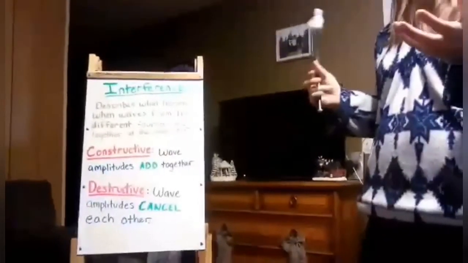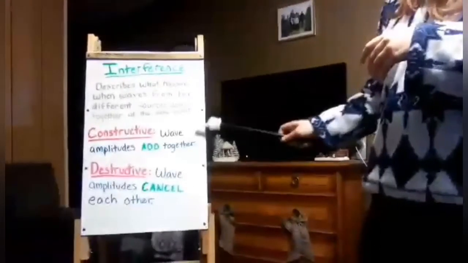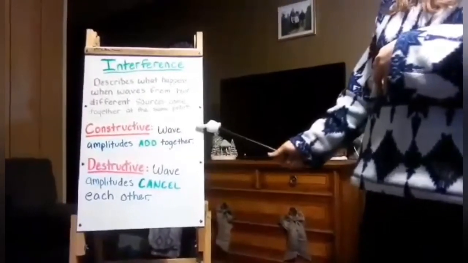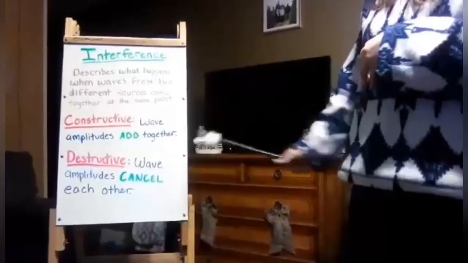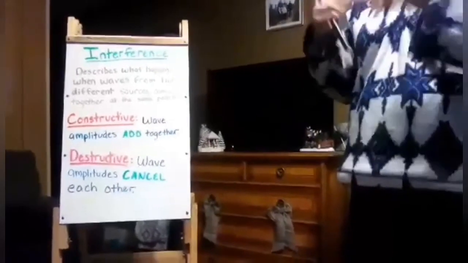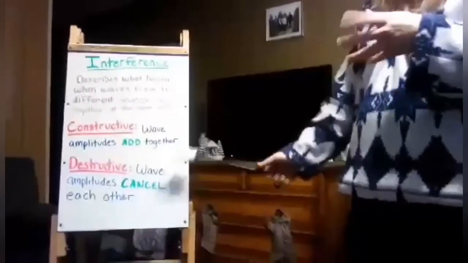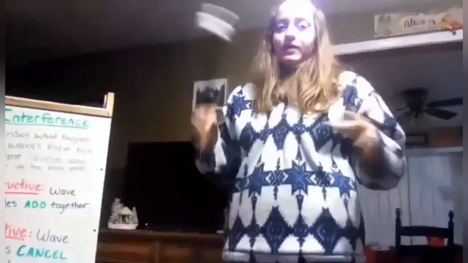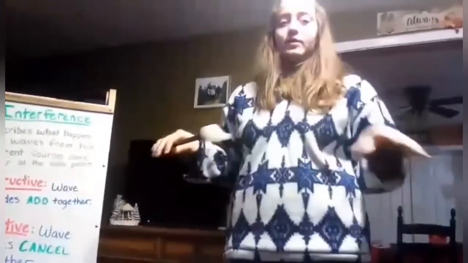Interference is what is happening when waves from two different sources come together at the same point. There are two types of interference, constructive and destructive interference. Constructive interference is when wave amplitudes add together. This is where you have your louder sections in the concert hall. And destructive interference is when the wave amplitudes cancel each other out. So this is where you would get areas within the auditorium or music hall where you would have some dead space, much like these videos here.